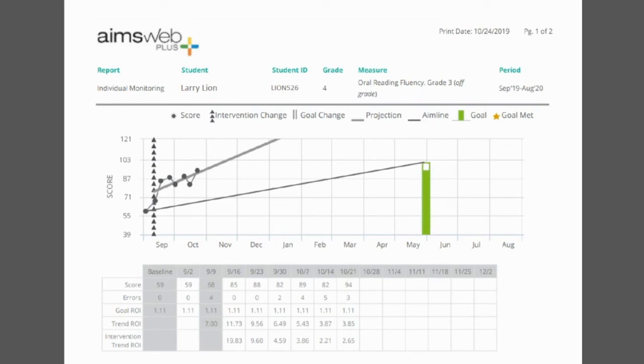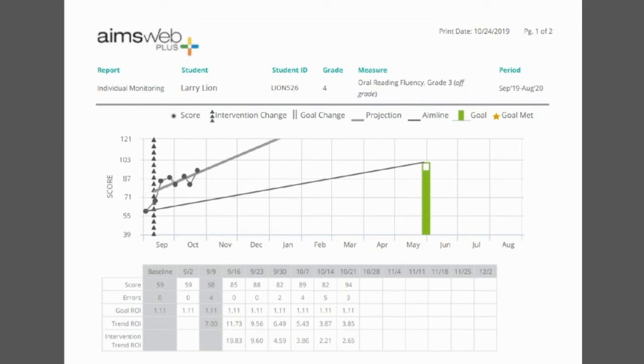There are also 2 lines going from the left to the right on the graph. These are called trend lines. These start at the benchmark and work this one towards the goal, and this one is the best fit between Larry's actual scores. So you can see he's making quite a bit of progress at a rate of improvement that is higher than what we set for him.